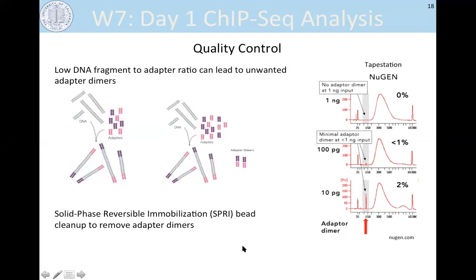Okay. So we were talking about adapter dimers and how they can contaminate libraries to cause low complexity. And by looking at the non-redundant fraction of reads returned from your sequencing, you can assess the complexity of your libraries.